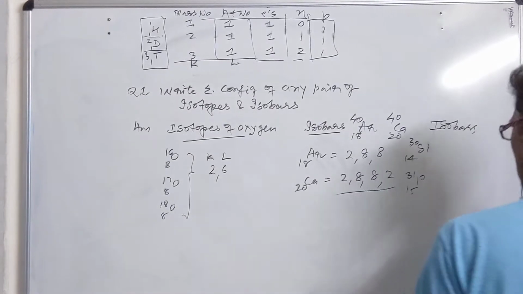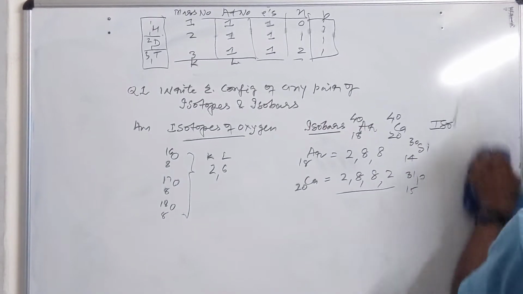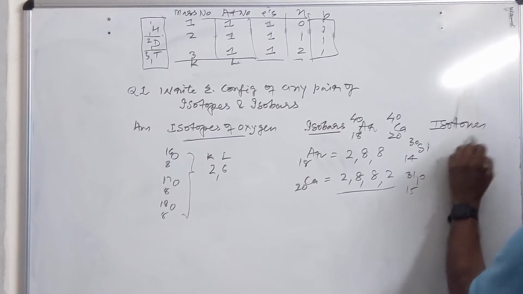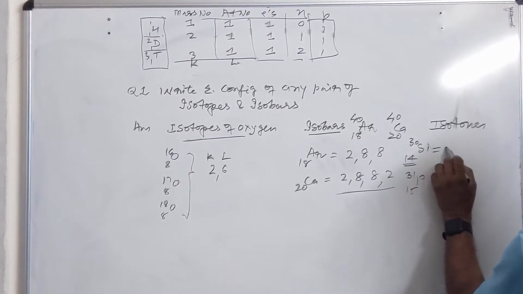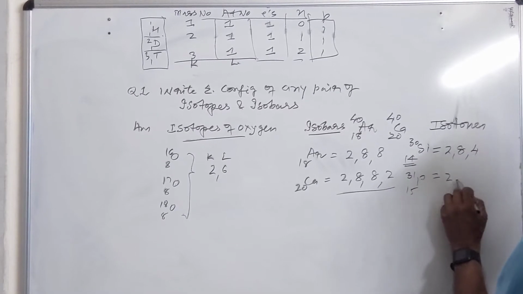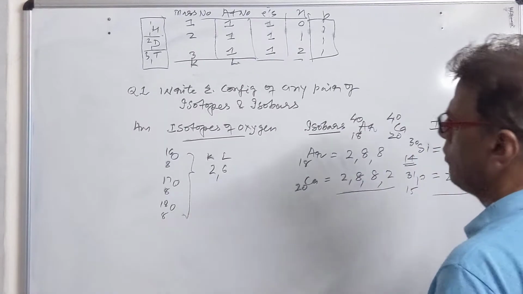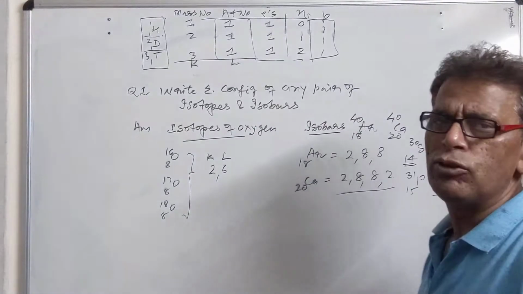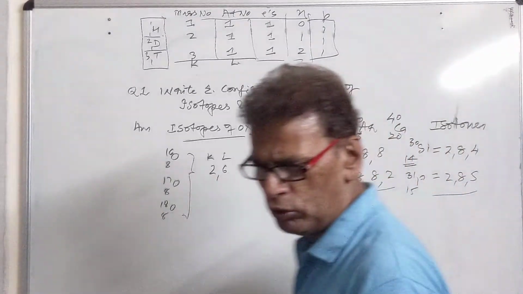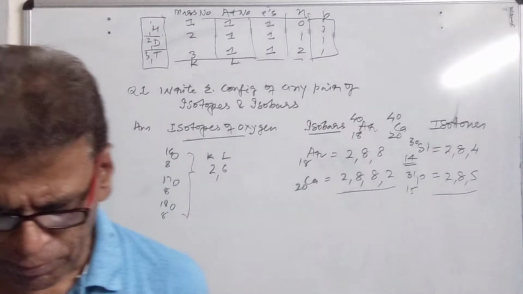So let us do this question also. Write the electronic configuration of isotones. So in this case, configuration will be 2, 8 and 4. In this case, it will be 2, 8 and 5. So in this manner, we have established the configuration of a pair of isotopes, a pair of isobars and a pair of isotones. All of these, the configuration has been written.